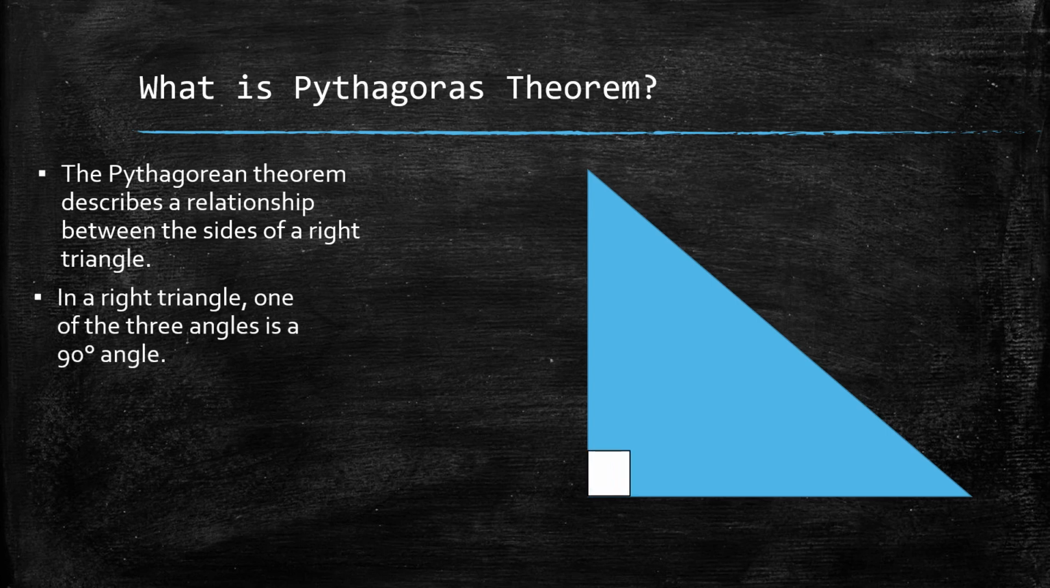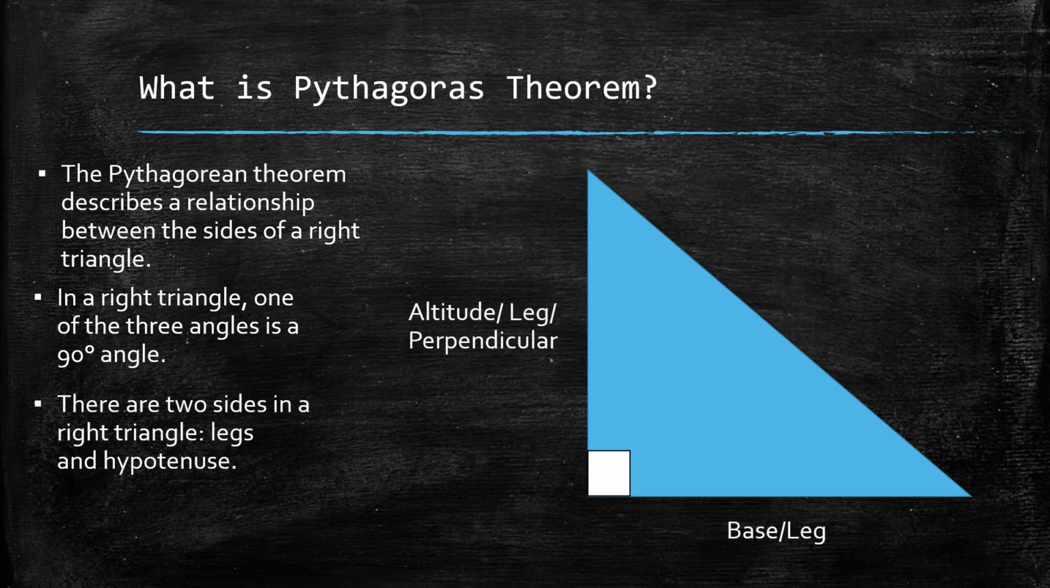In a right angle triangle, one of the three angles is always a 90-degree angle, as you can see. The sides which are given in this triangle are known as either altitude, leg, perpendicular, or base. You can name it the way you want to, but these two sides are always considered as the legs of the right angle triangle, and the third side is always considered as the hypotenuse, and it is the longest side of the triangle.